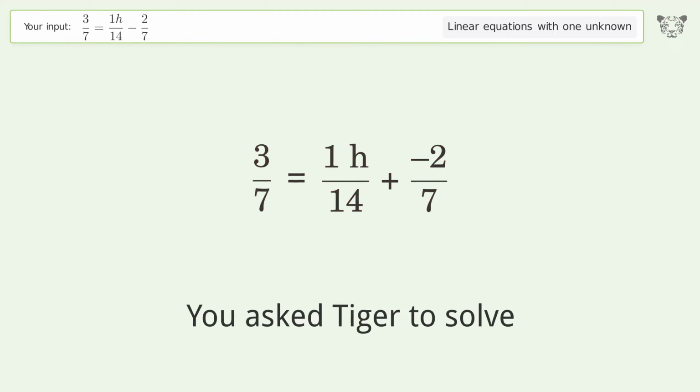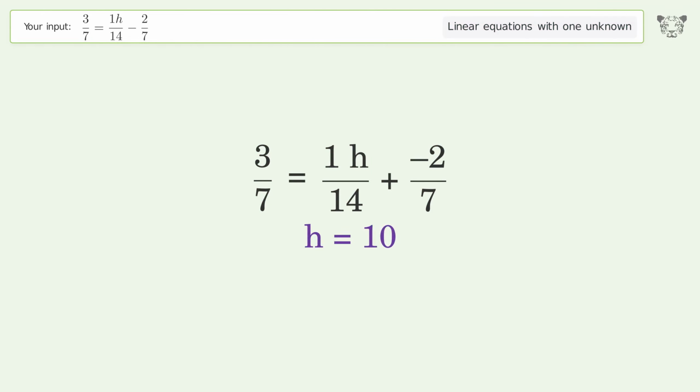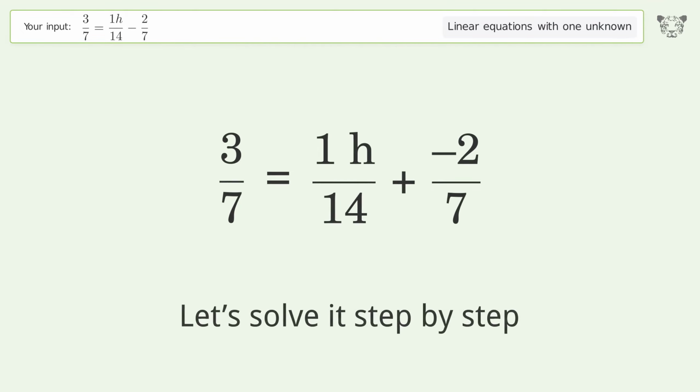You ask Tiger to solve. This deals with linear equations with one unknown. The final result is h equals 10. Let's solve it step by step.